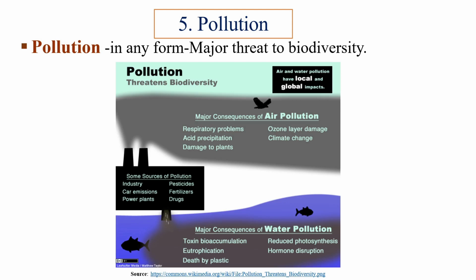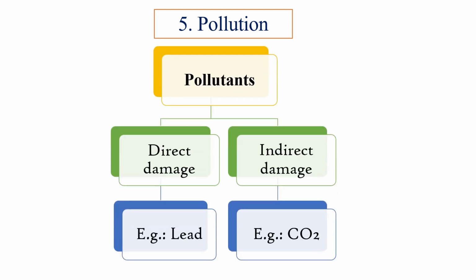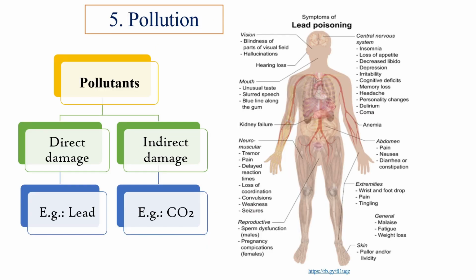Vehicles, power plants, and factories are primary sources of air pollution. In some cases, pollutants are directly harmful. In some cases, they cause indirect cost to the ecosystem. An example of direct damage is lead poisoning, and the indirect damage to the ecosystem includes the increased levels of carbon dioxide. In this slide, you can observe the symptoms of lead poisoning.